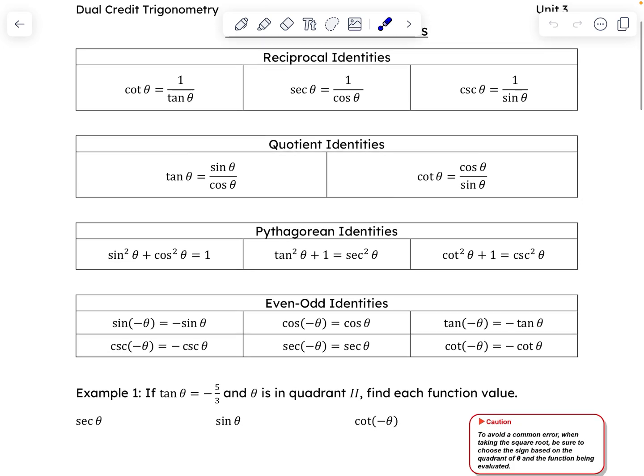We've looked at these a little bit. The most common one is the sine squared plus cosine squared is equal to 1. You've also got tangent squared plus 1 is equal to secant squared. And we've got cotangent squared plus 1 is equal to cosecant squared.